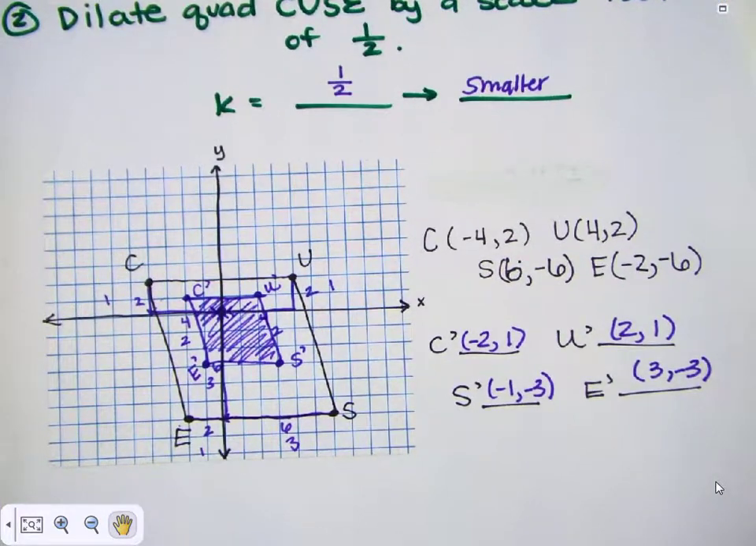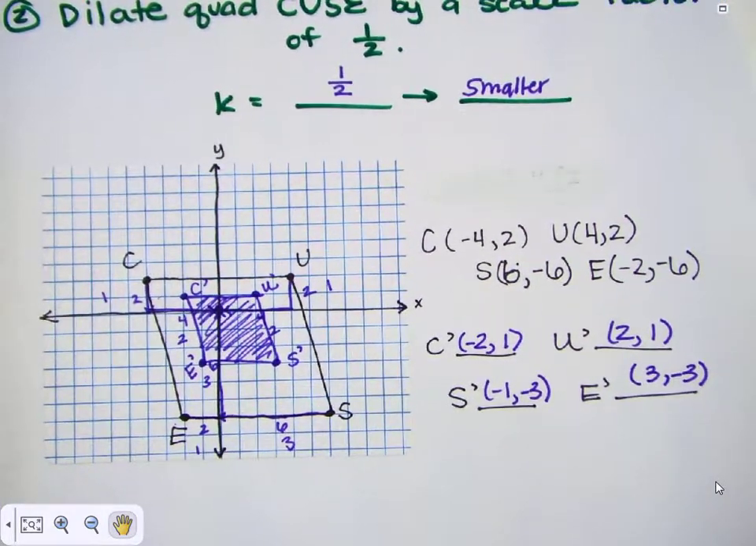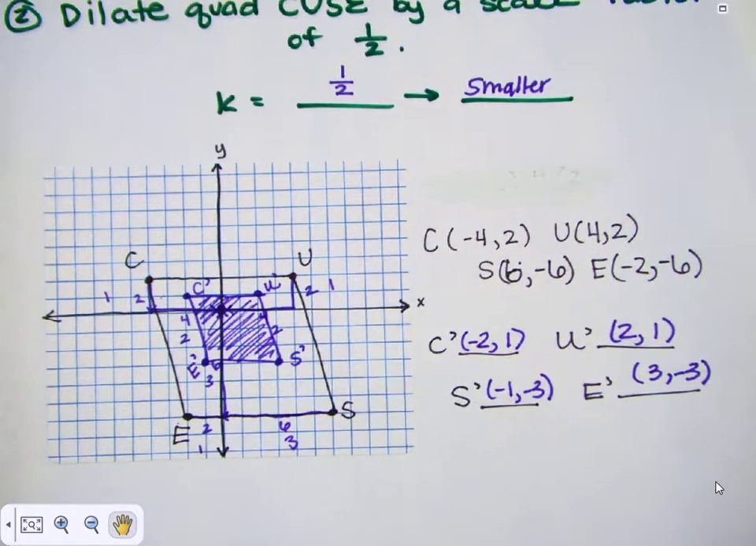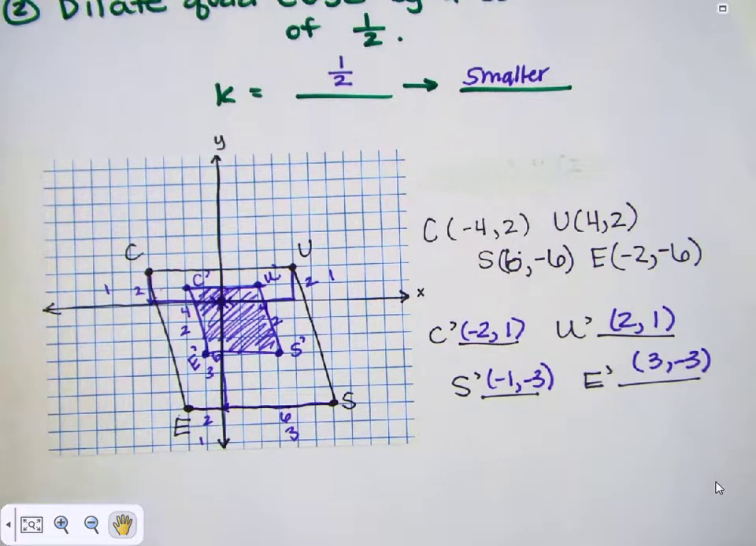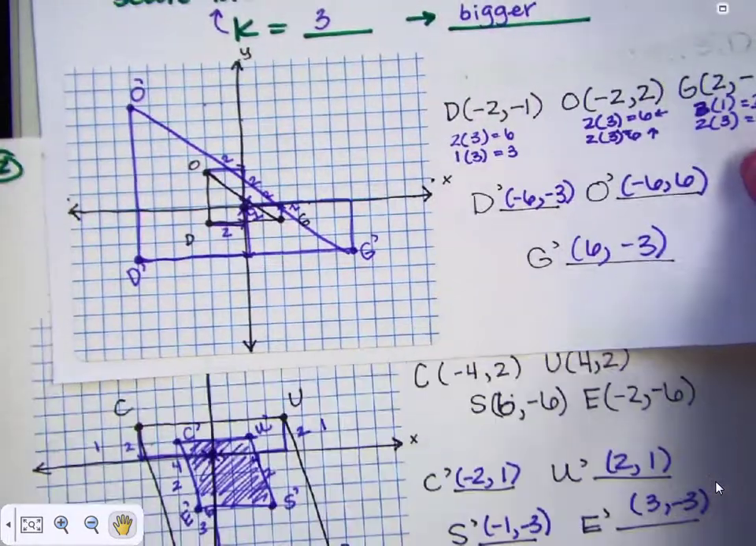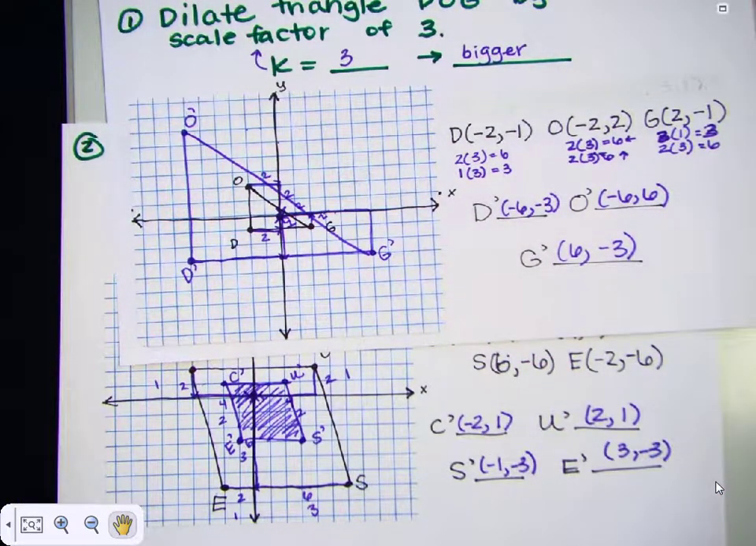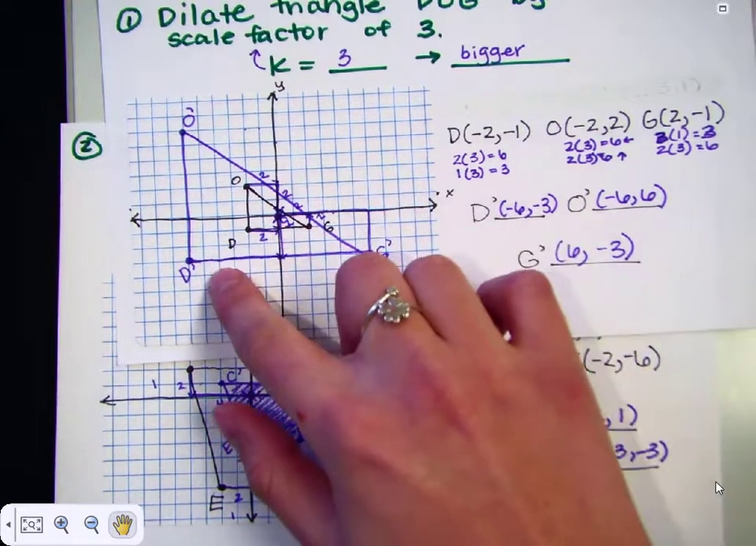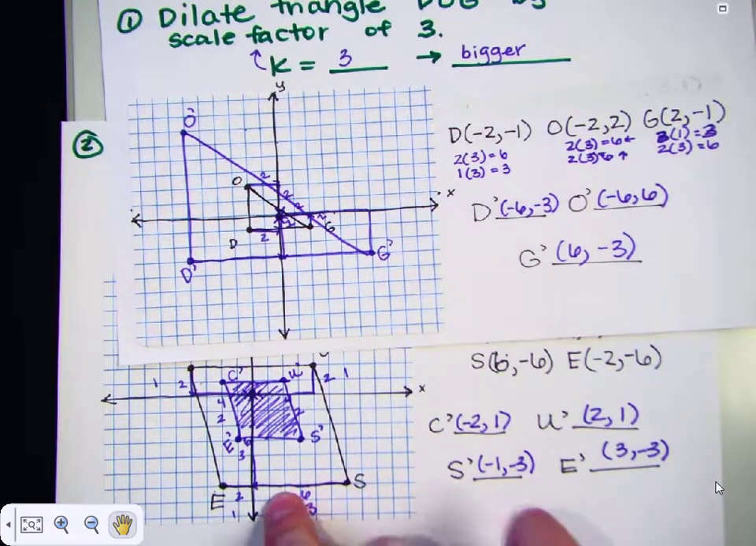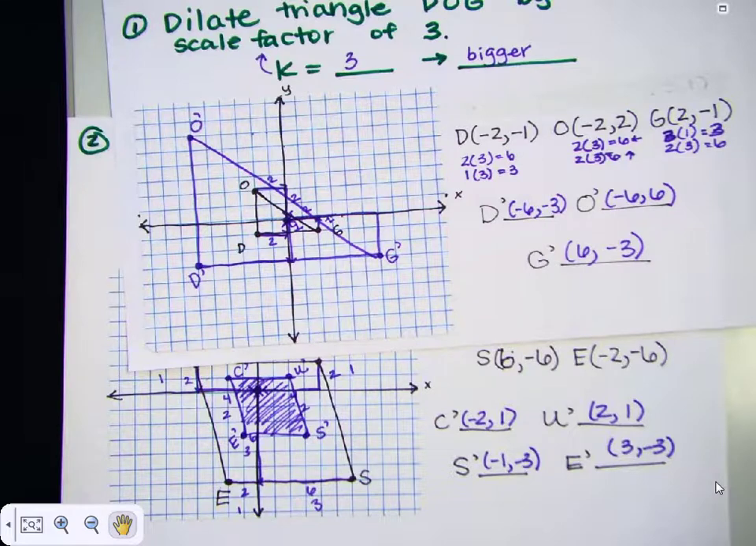So that is how you dilate a shape smaller. So if you notice with both of our dilations that we just did, our shapes change size. This is the only transformation that we will talk about that changes the size of the shape. So this triangle obviously got bigger, and this quadrilateral obviously got smaller.